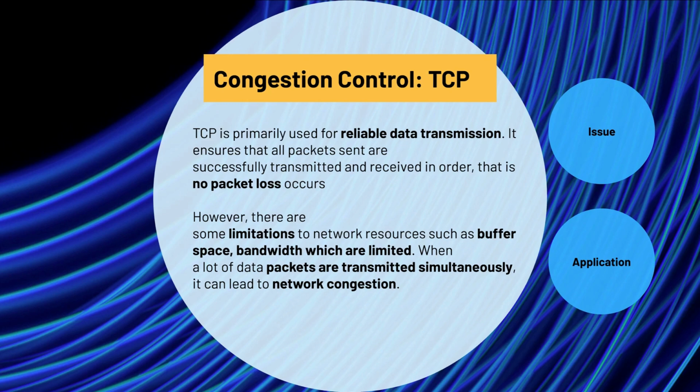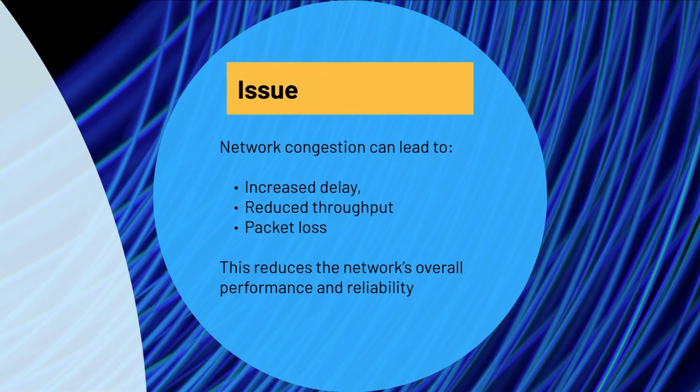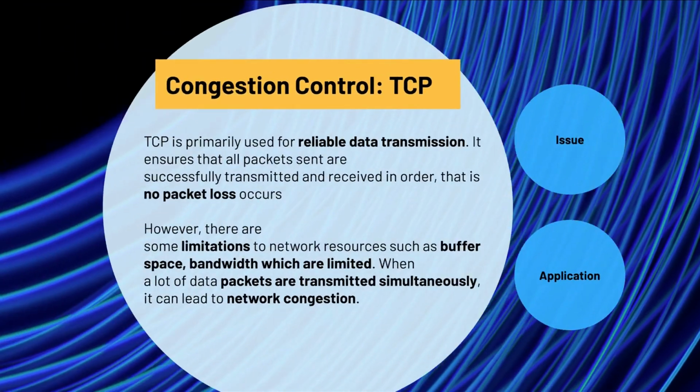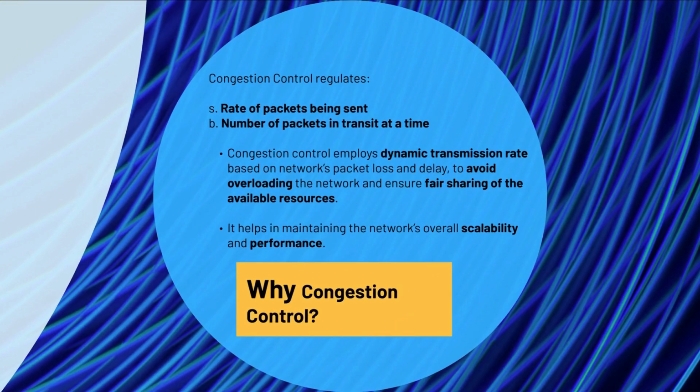Network congestion can lead to increased delay, reduced throughput, and packet loss. This reduces the network's overall performance and reliability. Now, congestion control helps in this. It regulates the rate of packets being sent, the number of packets in transit at a time. Congestion control employs a dynamic transmission rate based on the network's packet loss and delay to avoid overloading the network and ensure fair sharing of the available resources. It helps in maintaining the network's overall scalability and performance.